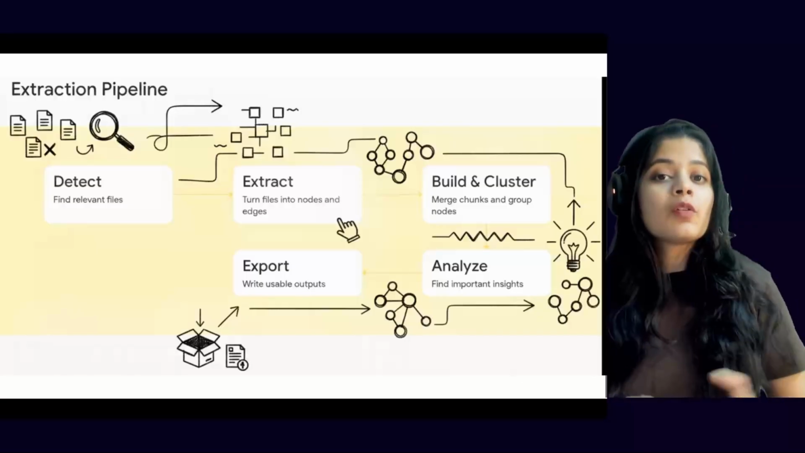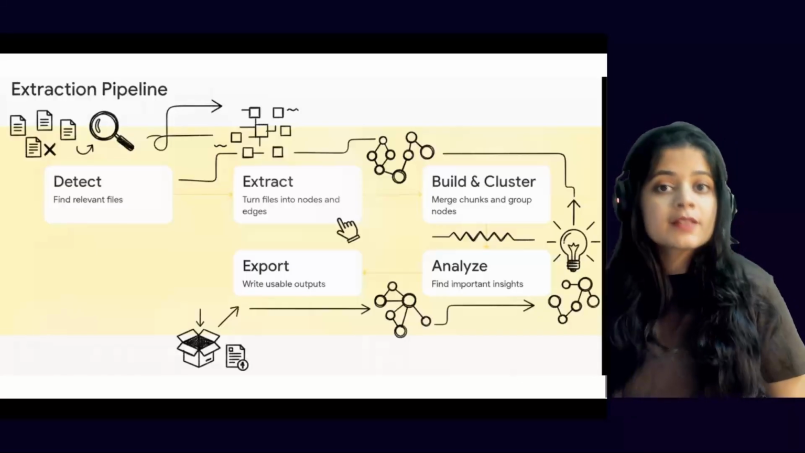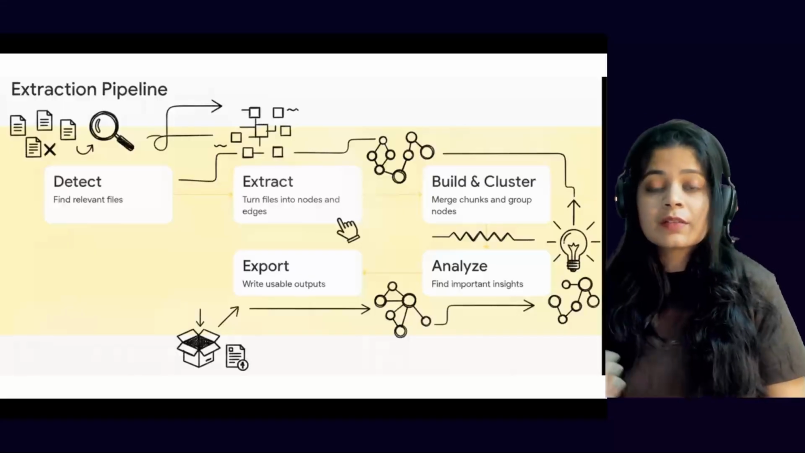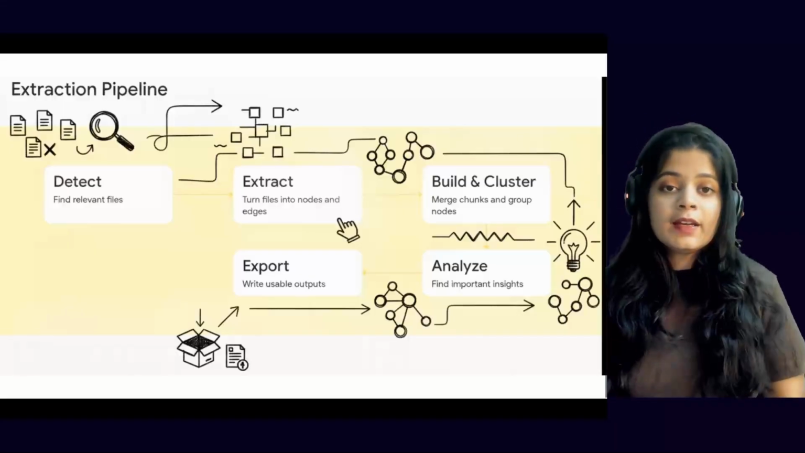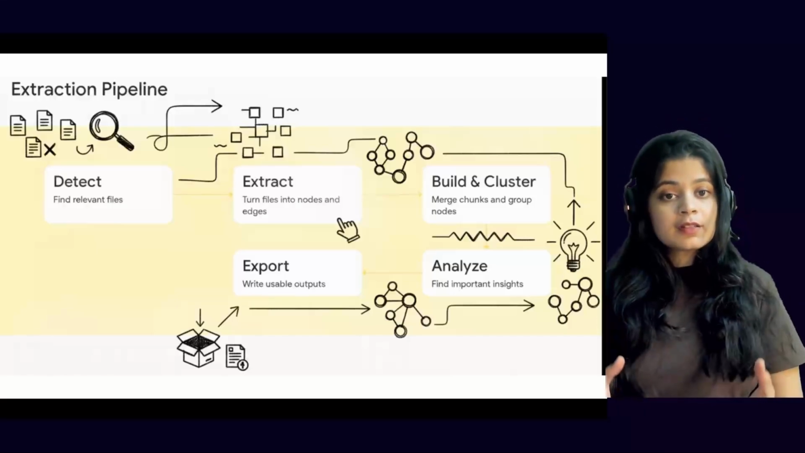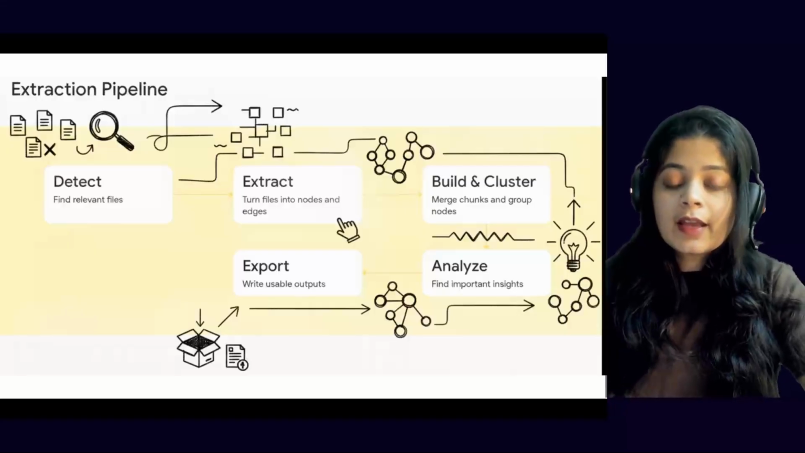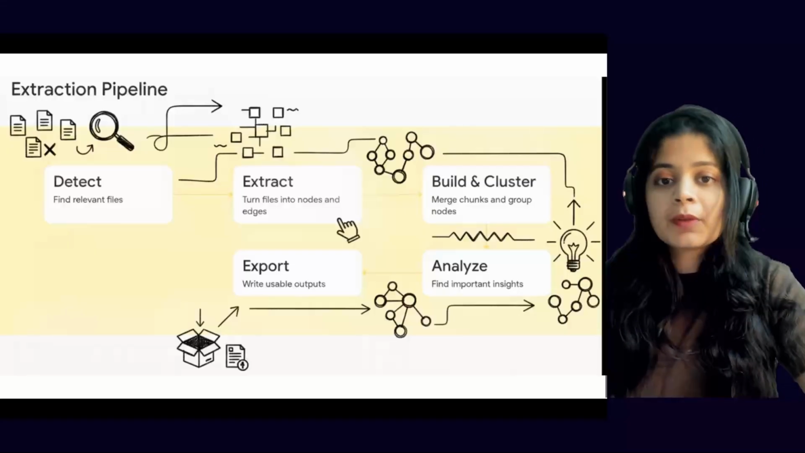Its pipeline is simple. First, it detects what all files we have in the code base. Then it extracts those files, other MD files, docs, and images into nodes and edges. Then it builds clusters and finds insightful analysis. And then finally it provides you the usable output.